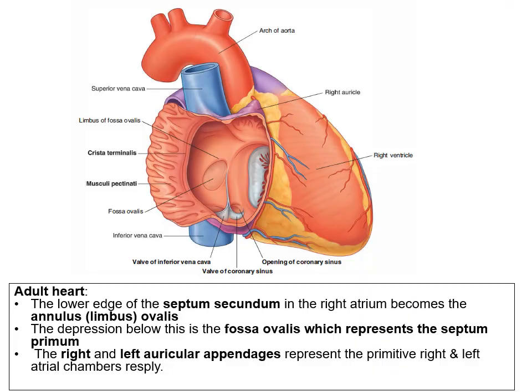So in the adult heart, here's where we are. Now you can correlate all that you have seen in the gross anatomy practicals. Here is the fossa ovalis in the right atrium. That represents the original septum primum. The annulus or limbus of fossa ovalis will represent the septum secundum. So the foramen ovale was lying here between these two, right? But it's normally fused. So if there is an atrial septal defect or a patent foramen ovale, obviously it will be here somewhere in the fossa ovalis or in the annulus, depending on which septum is defective, or between them.